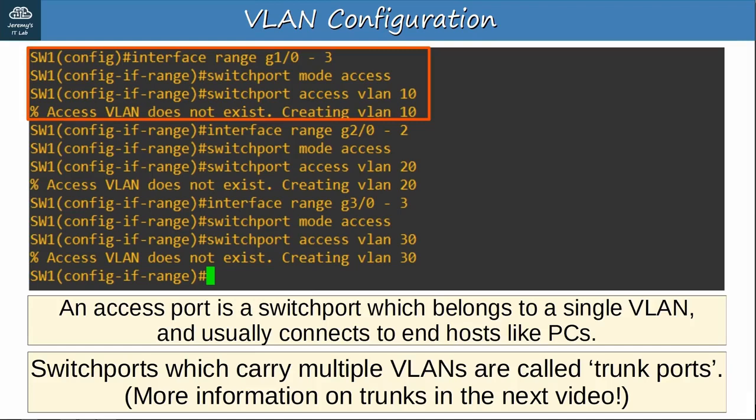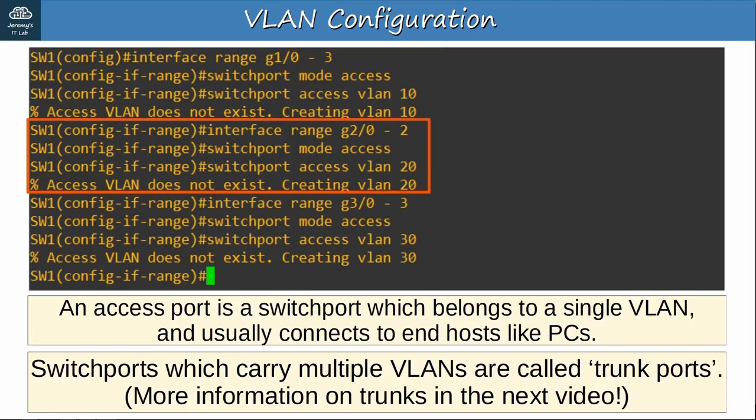Anyway, the last command after switchport mode access is switchport access vlan 10. This is the command that actually assigns the VLAN to the port. Notice the message that appears after this command. Access VLAN does not exist. Creating VLAN 10. Because VLAN 10 didn't exist on the device yet, it was created automatically when we assigned the interface to VLAN 10. I'll show you how to manually create a VLAN in the next slide.